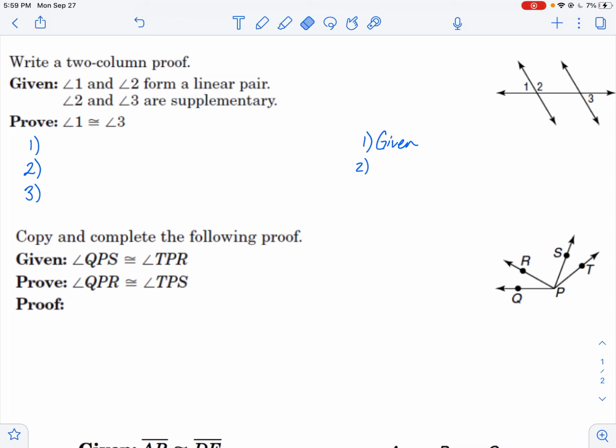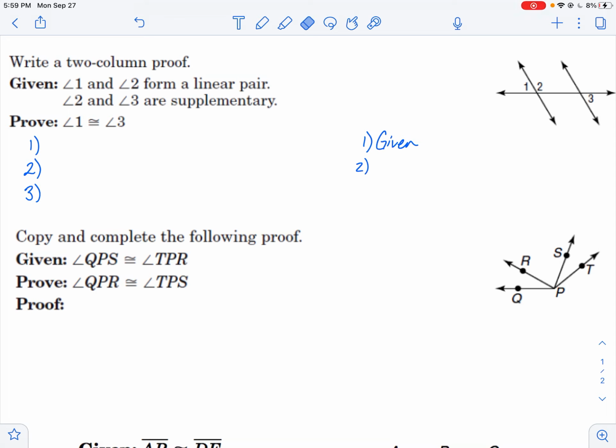So let's get our plan of attack down. I want to get the given statements written first. After the given statements, I'll define whatever I can define. And then once I've defined some statements and some vocabulary words, we can identify, is there a segment addition postulate? Is there an angle addition postulate? Is there some substitution that I can do?